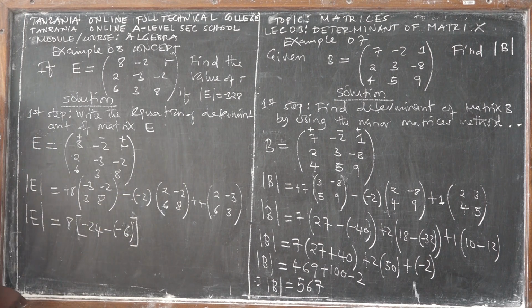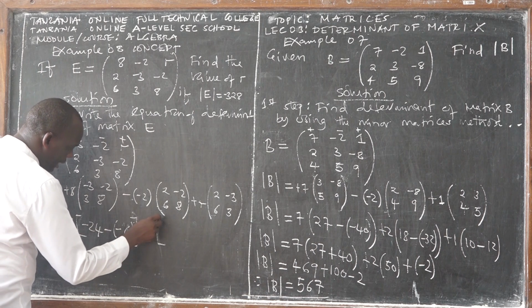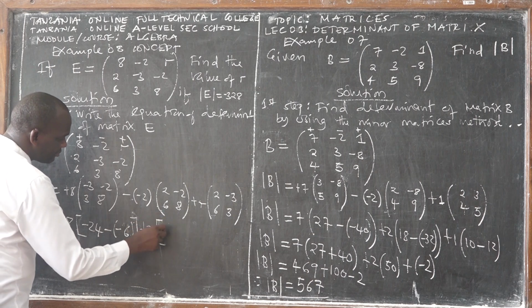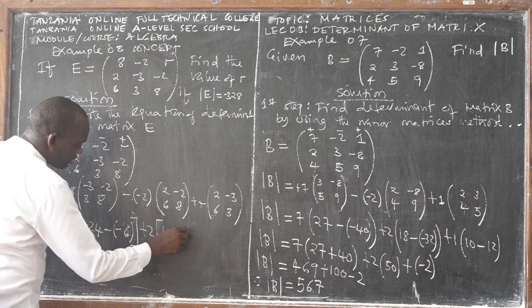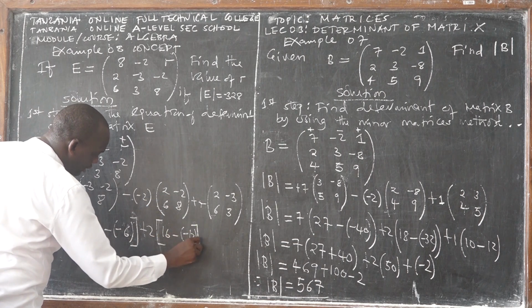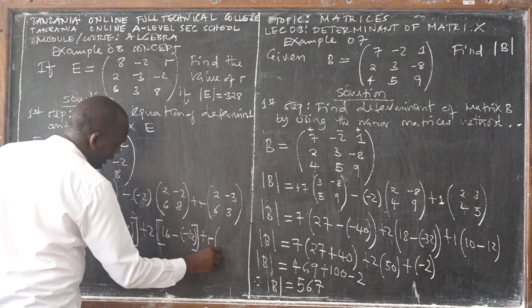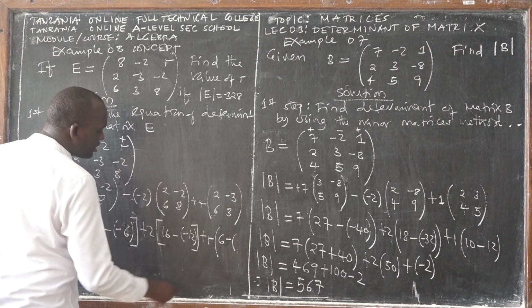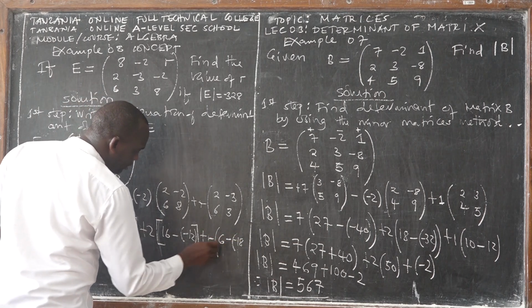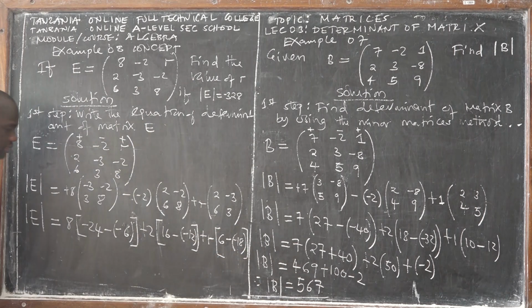Then you have negative times negative is positive. Positive 2. Then here it is. So we have square bracket. 2 times 8. Minus negative 2 times 6? Negative 12. Just like this one, okay? Plus what? R. Plus what? R. 3 times 2? 6. Minus, and negative 3 times 6? Negative 18. So this is square bracket, negative 18, and this is square bracket.